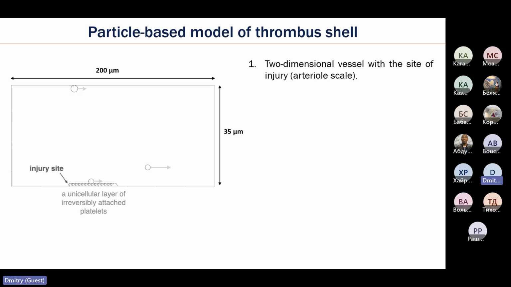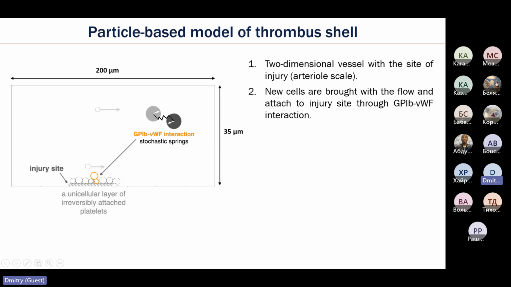Generally, this model looks in this way. First of all, we have some 2D computational domain, and here we have a unicellular layer of platelets which are irreversibly attached here. We also have platelets in the flow. Then cells are brought from the flow here, and they can interact with this first layer using this stochastic interaction, which we described by the data of platelet rolling.